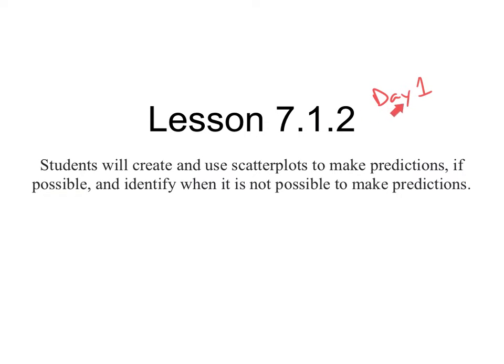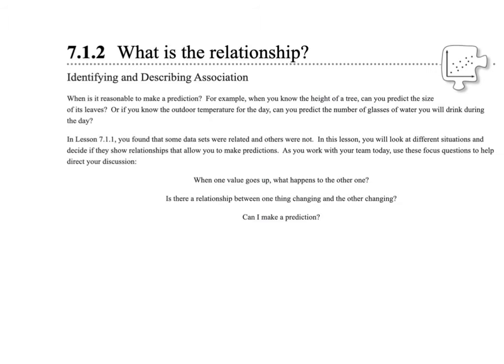So this will be our first day of that, and the goal of today is we're going to be taking a look at scatter plots and using them to make predictions. So 712, day 1, let's take a look what this looks like. So this is section 712, what is the relationship? So this is just the first page of 712.